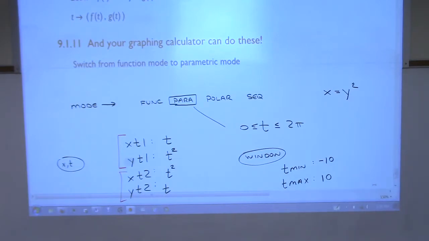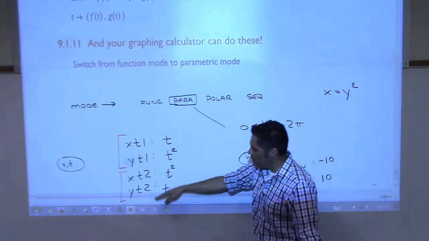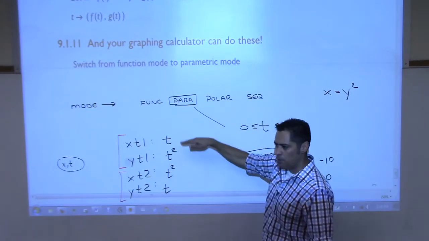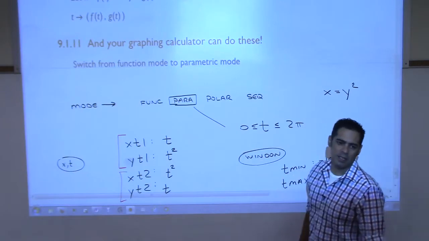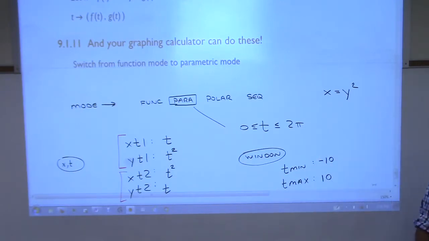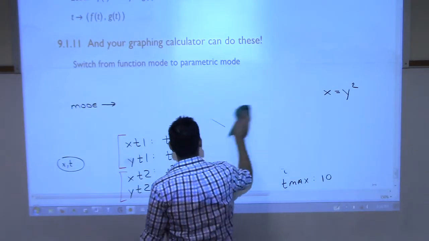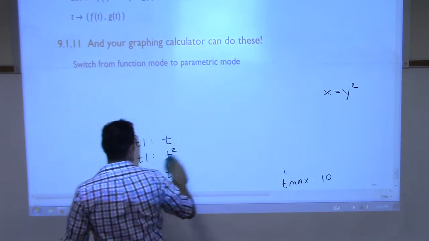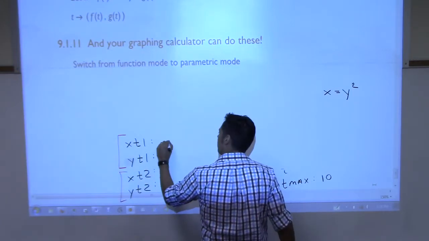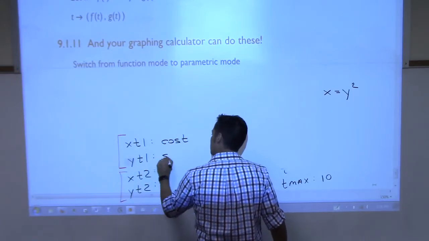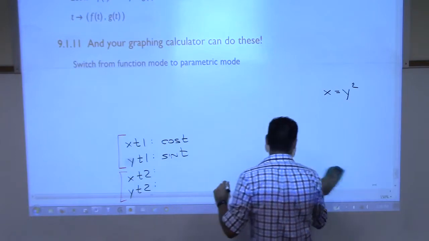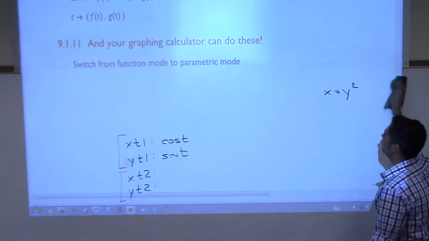Let's do cosine t, sine t. You can keep these here and move on to the third one, or if you want to get rid of these, you can put cosine t, sine t in here. See what it does. Should draw a circle. Isn't this fun? Cosine t, sine t. Do you get a circle? Yeah?